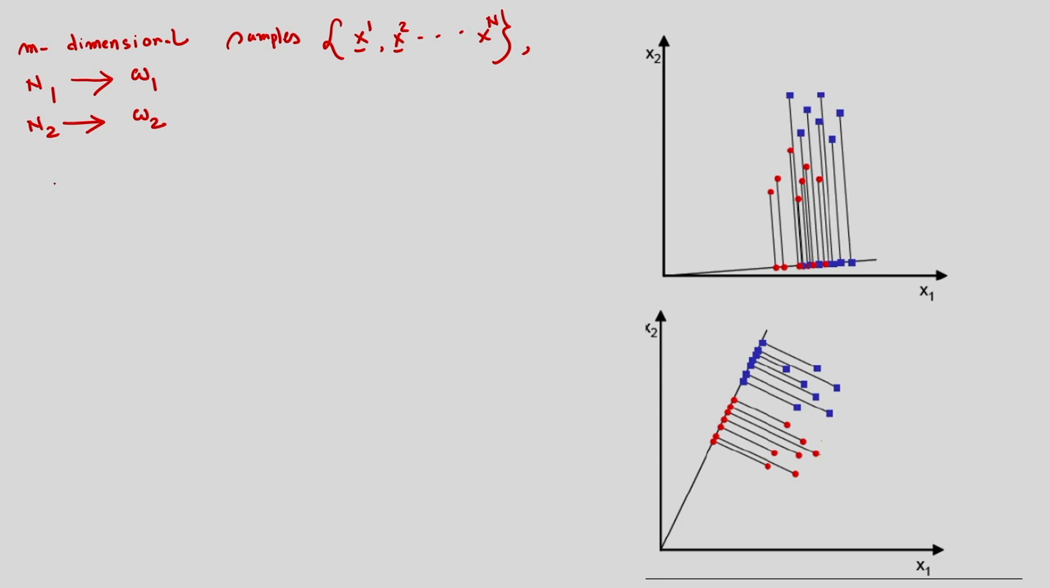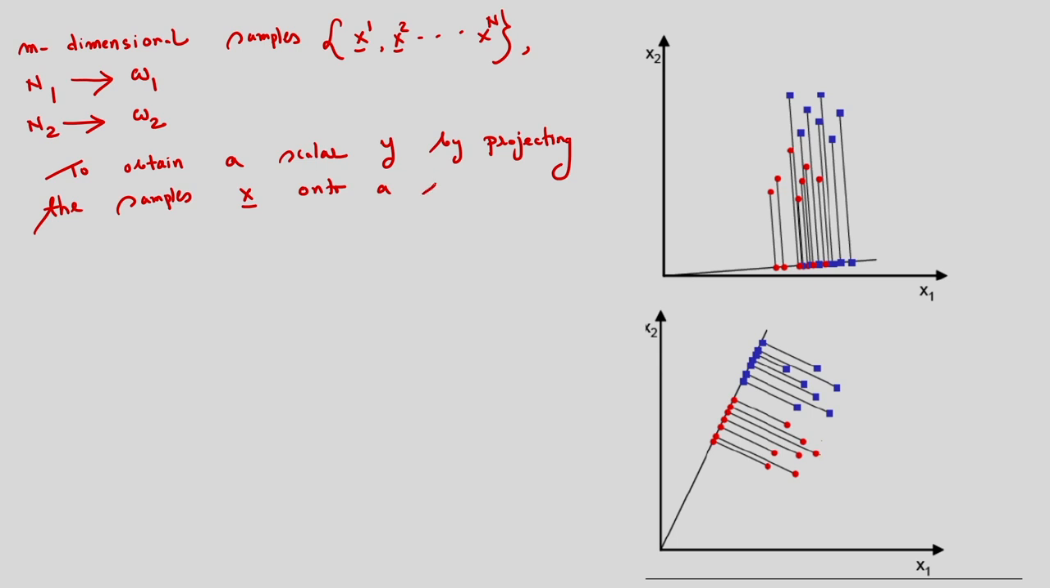So we want to obtain a scalar y by projecting the samples X onto a line. I am doing the projections, and suppose if I consider C is equal to 2, that means the C minus 1 space corresponds to C equal to 2. So if I consider two classes, the space is C minus 1, and because of this projection, the dimension is also reduced. What is this projection? This is nothing but Y is equal to the dot product of W, the weight vector, and x, the input vector.